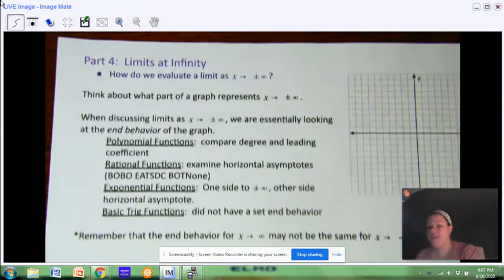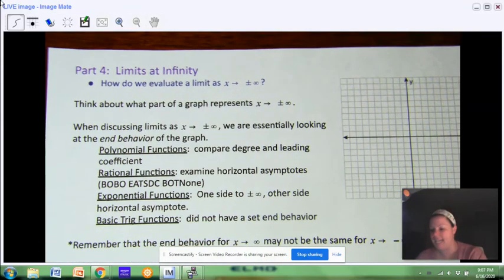Our final part here is to take a look at limits at infinity, and specifically what happens if we aren't looking at an x value in the domain in the center of the graph that we're looking at, but what happens when x goes all the way out to the left-hand side or the right-hand side of our graph. So what happens as x approaches an infinity?